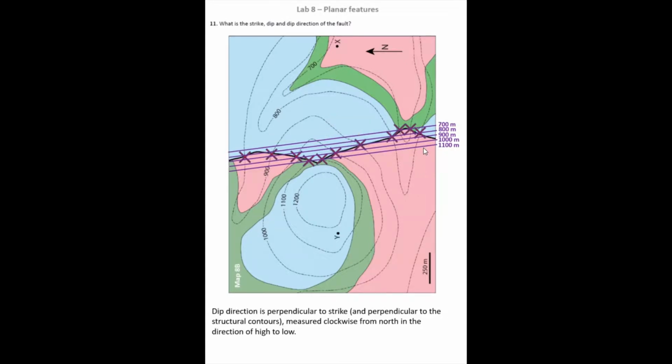The dip direction is measured perpendicular to the structural contours. So if we draw a line that's perpendicular to the structural contours and we align that one to north, then again what we can do is count clockwise from the north arrow until we hit our dip direction, and that tells us that the bearing of the dip direction is 085.